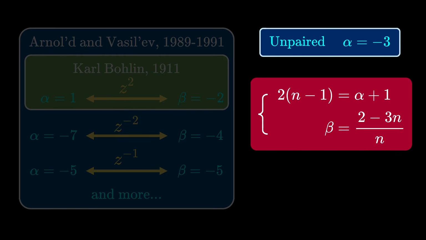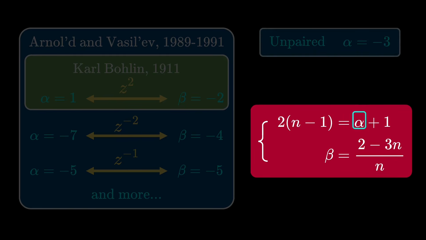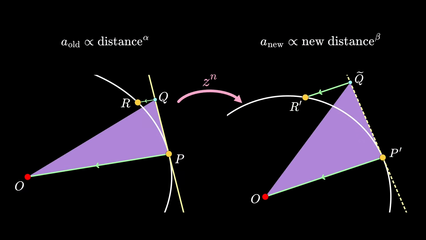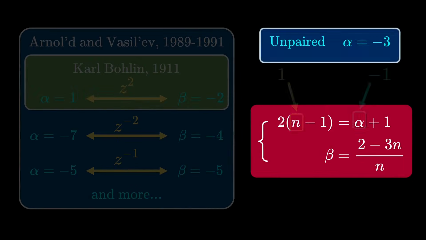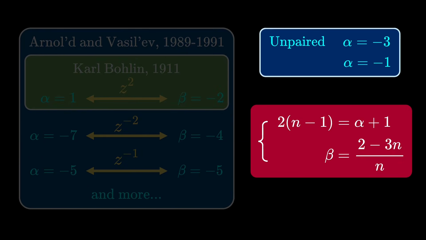There is also another edge case which is debatable, which is when we start with -1. Both sides are 0, so n is forced to be 1, which doesn't seem problematic, but when doing the transformation z to the n, if n equals 1, we haven't actually transformed. So I would argue that -1 is also unpaired, although most literature consider this trivially self-paired.